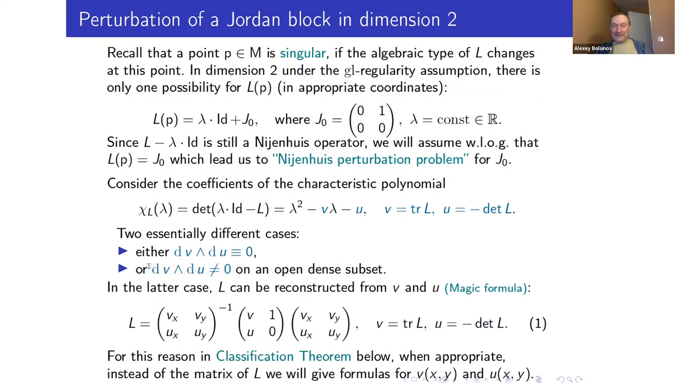In the case when they are independent, I can use my magic formula to reconstruct my operator L. If I know v and u, I can reconstruct L in any coordinate system. The problem is this invertibility. I will have to divide by the determinant, which is zero at some points, but generically it is not zero. So I will get a certain expression with a denominator, but some miracle should happen, so that the denominator cancels out. So this formula also holds true, and by continuity, I will be able to extend this formula to those points where I would have to divide by zero.